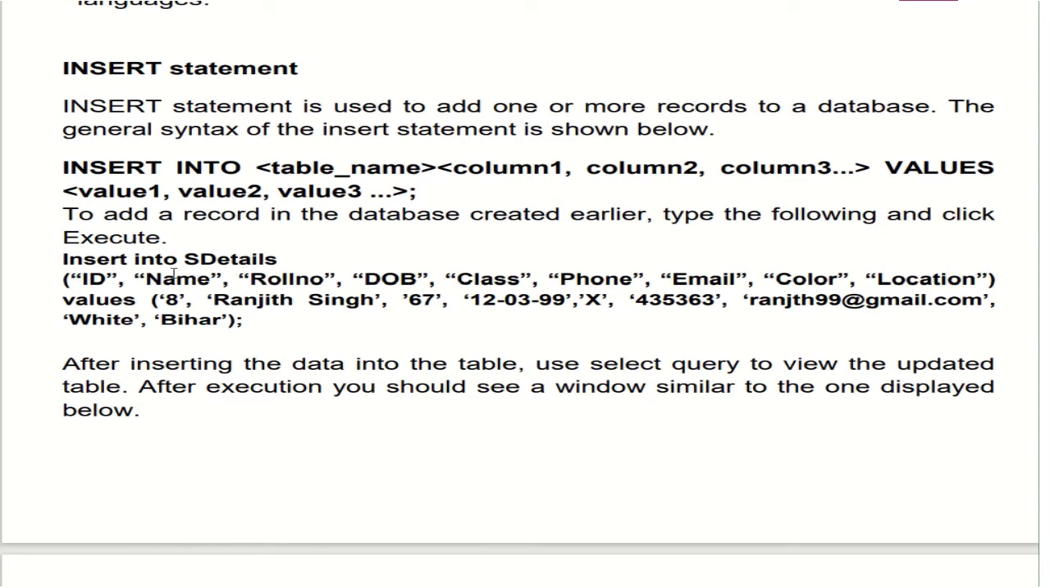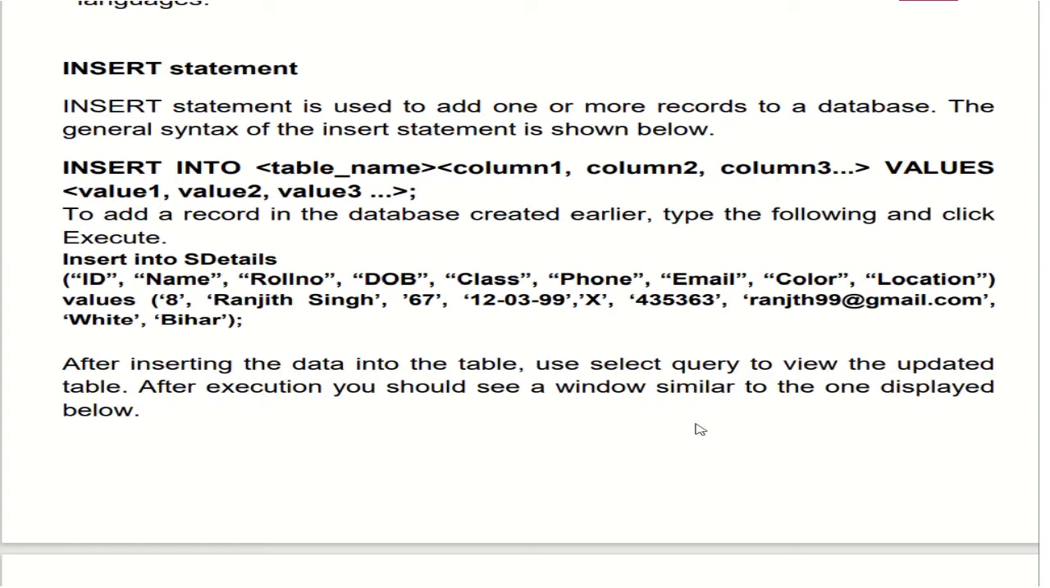Sdetail is what? Your table name. Then id is your column name, name, roll number, date of birth, class, phone number. These are the column names you need to insert. Then values, according to that, like each column will consist which value. Like in id 8, name Ranjit Singh, roll number 67, date of birth 12/03/99, class 10th, phone number this, and so on.